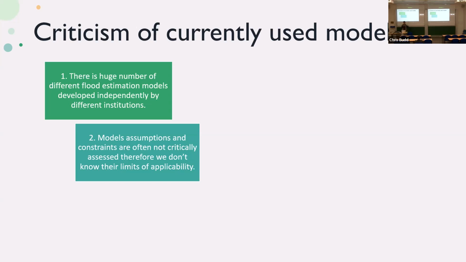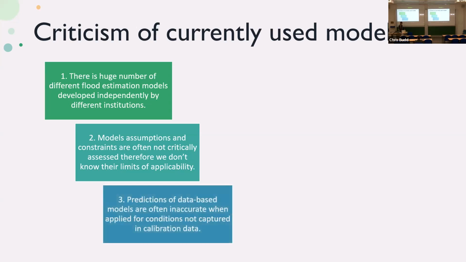So we can test only the outcomes of the models based on the data that we have available. But we have no information about the limits of applicability, whether we can apply our models in a different situation than the one captured by the data on which we tested them. And finally, which is also a consequence of the second point, the predictions of those models are sometimes highly inaccurate when you apply them to data which are underrepresented in a training data set.